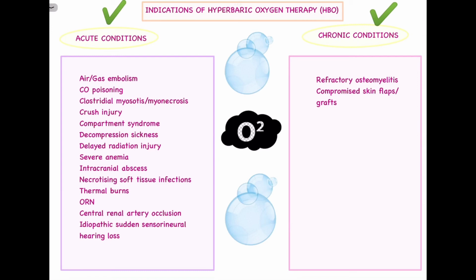So the chronic condition is refractory osteomyelitis. As we know, osteomyelitis is again a chronic disease, and in some cases, particularly in immunocompromised patients, osteomyelitis can be refractory. So in such cases also, definitely we can give HBO therapy.